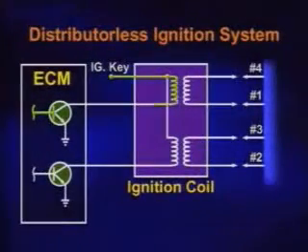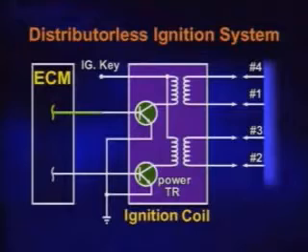In the distributor-less type, 2 or more of the ignition coils are installed. The ECM directly controls the primary coil. High voltage is distributed to each cylinder without a distributor.